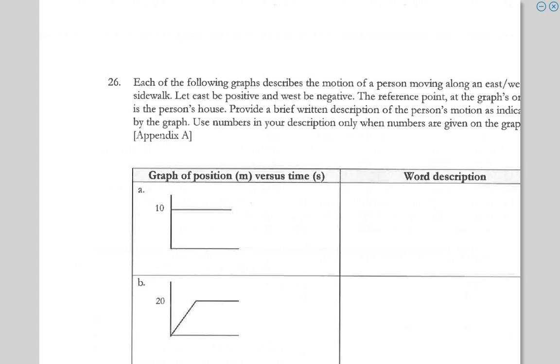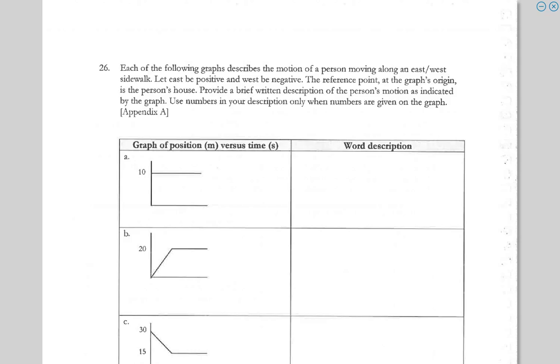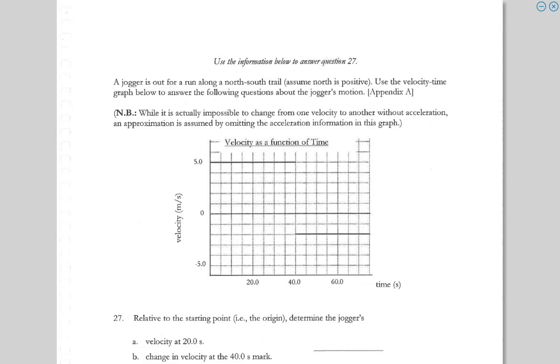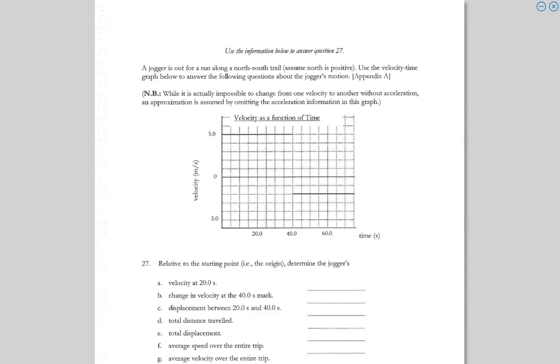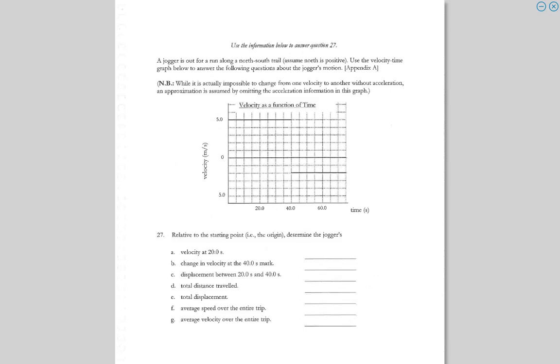Let's flip. 26 is similar. Check the appendix if you're having issues, okay? Now we'll go to 27. And 27, I think we'll stop there because these are VT graphs. Did I show you VT graphs yet in the notes? Only position time, right? Okay, so let's stop here. Up to 26 in homework, okay? Everybody get that done, up to 26.